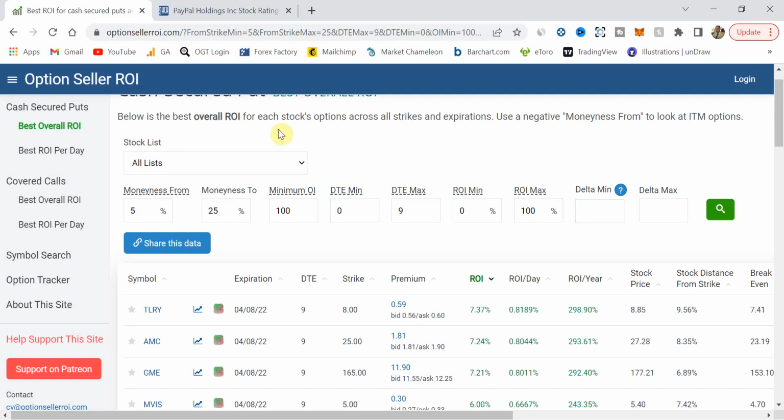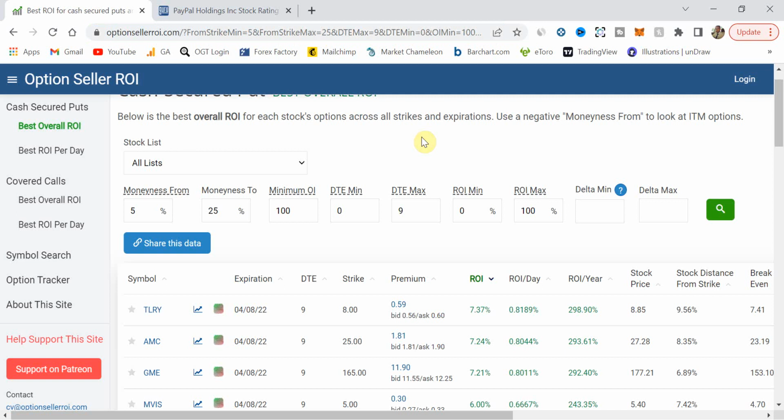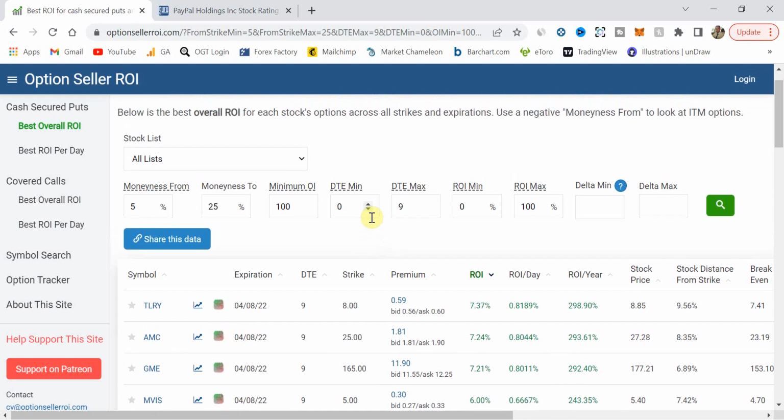So the website in question is option-seller-roi.com. Again, I'll link to it down below so you guys can go check out the website. It's completely free currently, and again, they have a Patreon to support them, if you like what they do and want to contribute to keep the site running and free. But effectively, it's just like any other option scanner that's out there.